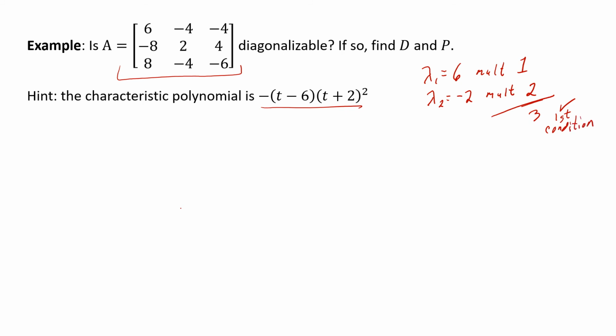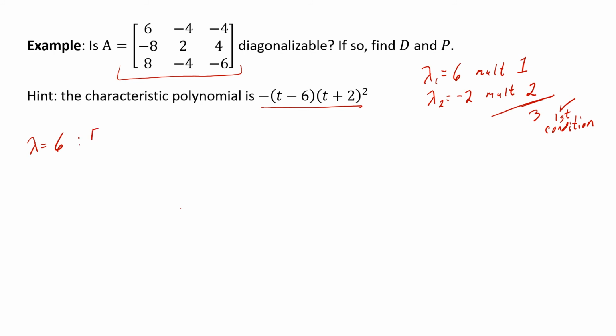Okay? But it says that both things have to happen. Now we have to look for the eigenspaces and figure out what the eigenspace of each is. So take them in turn. Lambda equals 6. Now, there's one thing. If the multiplicity is 1, you are guaranteed that the dimension of the eigenspace is equal to 1. But this question actually asks us to find it, so let's find it.